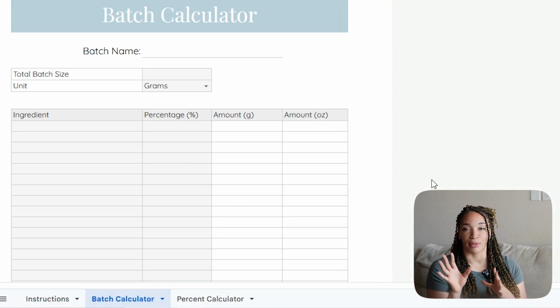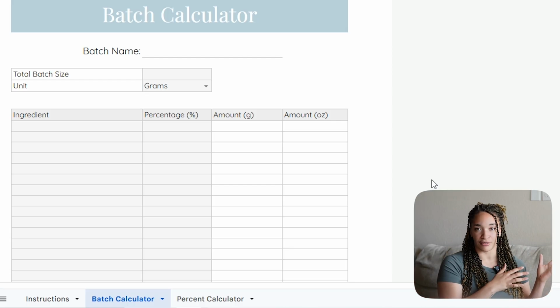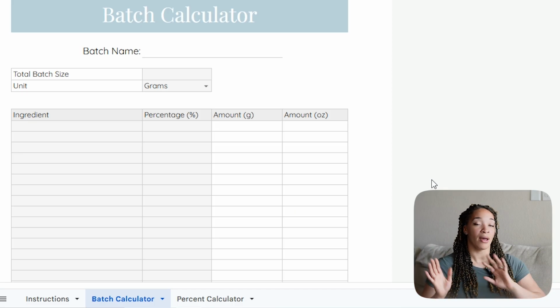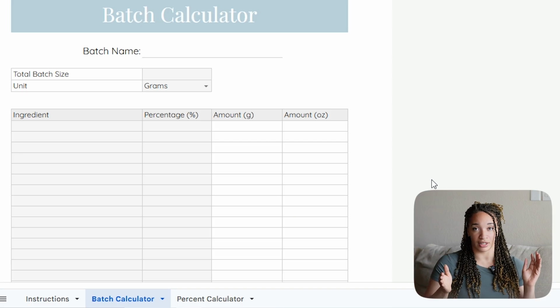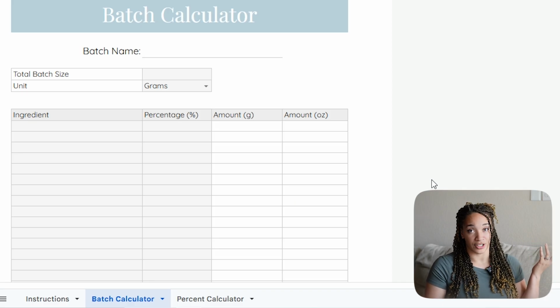So this calculator is perfect if you want to scale up or scale down a recipe that you already have the percentages for. So when you make a formula, it should equal 100%. I'm not going to go into all of that right now, but if you look at some of my recipes on my website, you'll see the amount in grams, but you'll also see the percent. So if you wanted to scale up one of my recipes to, let's say, 500 grams, then you would use this calculator so that you can figure that out easily.